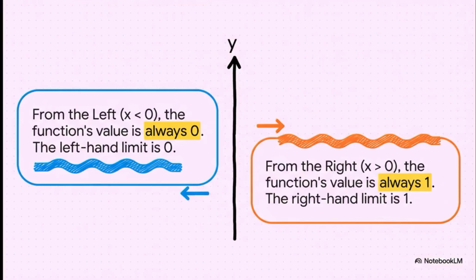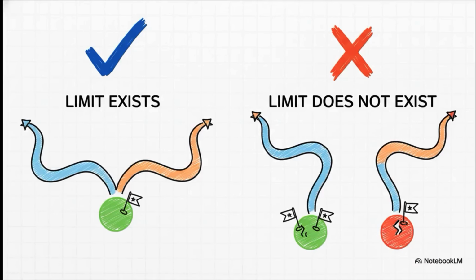So let's look at our two paths. If we approach 0 from the left side, along all those negative numbers, our function's value is always 0. We call this the left-hand limit. But if we approach from the right side, along the positive numbers, our value is always 1, and that's the right-hand limit. And here's the final rule.